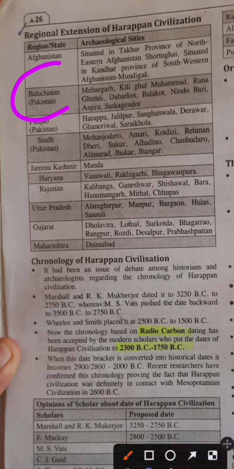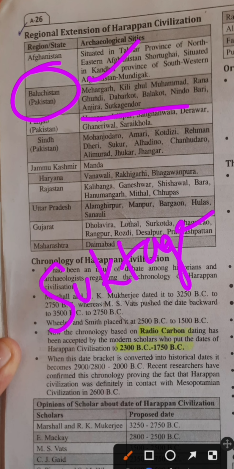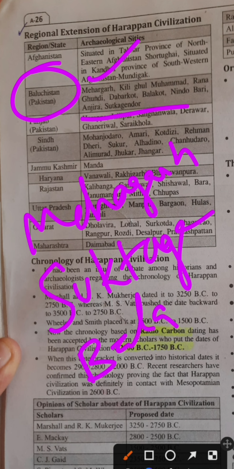Next, see it. In Pakistan, in the Baluchistan region, the important archaeological sites of Indus Valley civilization are Mehrgarh, Kili Gul Muhammad, Rana Ghundai, Dabarkot, Balakot, Nindowari, Anjira and Sutkagan Dor. Sutkagan Dor, Mehrgarh and Balakot are very important sites of Indus Valley civilization in Pakistan.